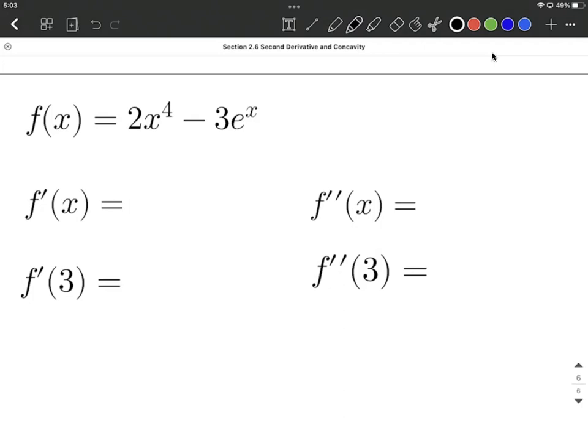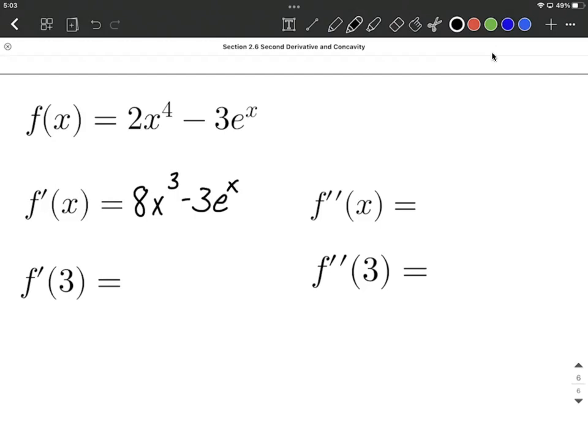As we jump right in for finding the first derivative, with that first term, the 2x to the fourth, we're going to use the power rule on that term. So bring the 4 down in front, multiply it by the 2, reduce the exponent by 1, so 4 minus 1 is going to make 3. We can bring along that constant, and the derivative of e to the x is just going to be e to the x. So really not that bad.